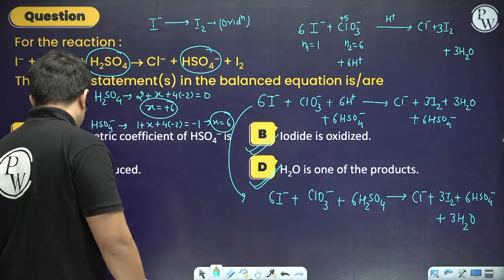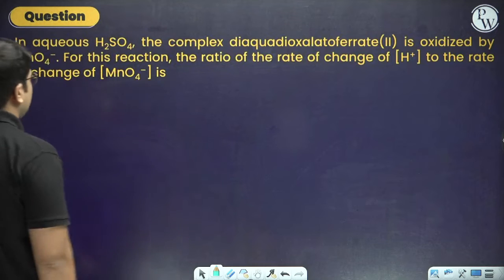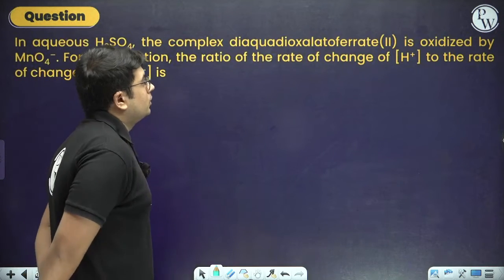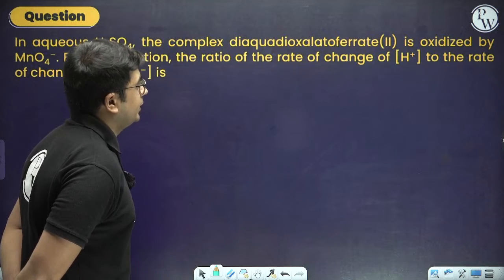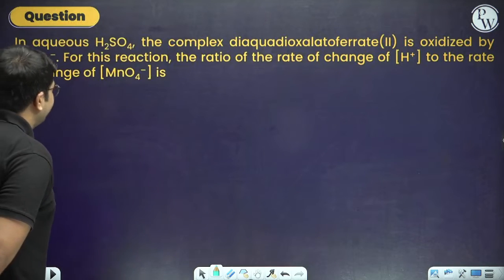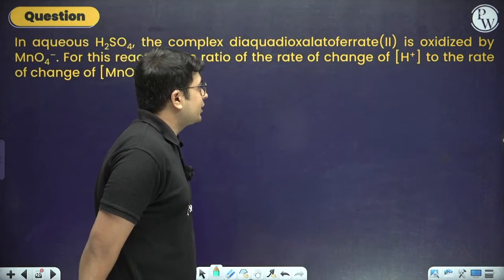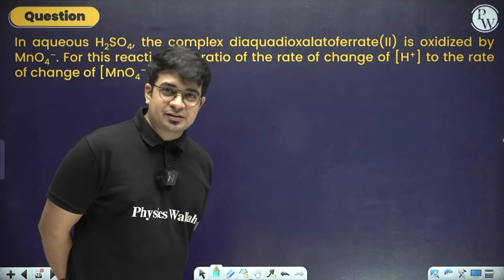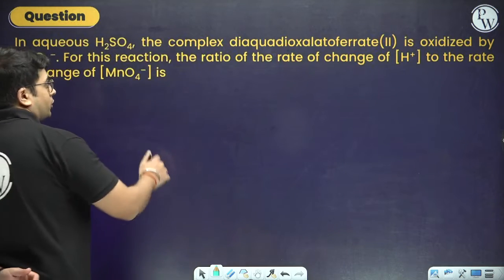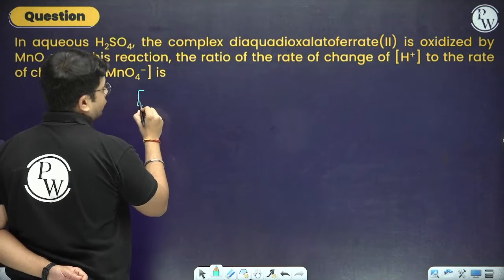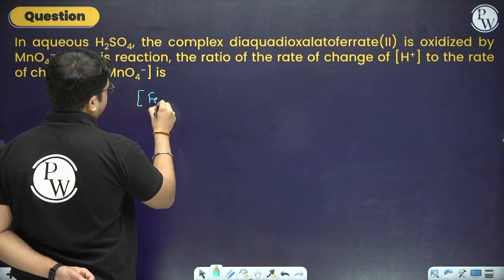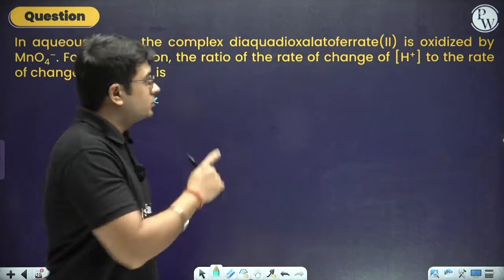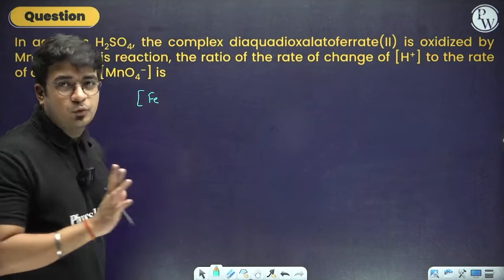Okay. Now, in aqueous solution H2SO4, in aqueous H2SO4, the complex diaqua dioxalato ferrate is oxidized by MnO4 negative. For this reaction, the ratio of the rate of change of H positive to the rate of change of MnO4 negative is. It's a very interesting question. First of all, you have to understand that we have a complex of ferrate, which is iron. So this part is actually under the concept of coordination compound. So this question actually belongs to advanced type question.